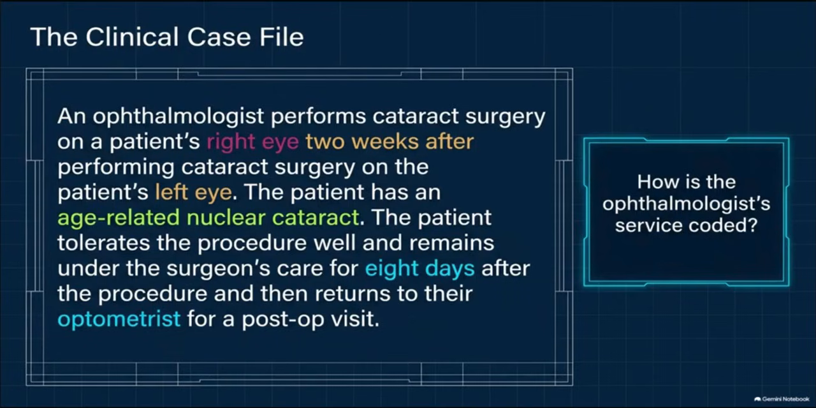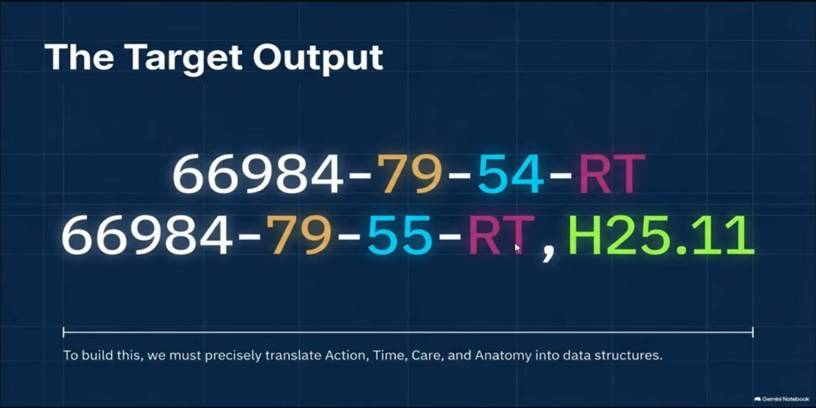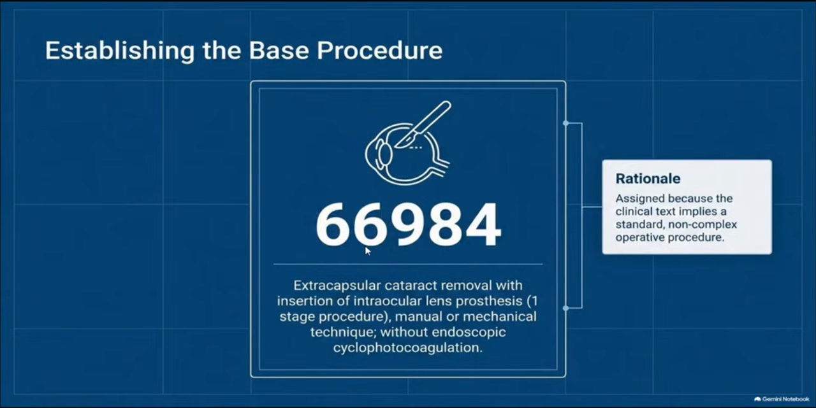So how is the ophthalmologist service coded? These are the codes which are generated using this scenario: 66984 79 54 RT, 66984 79 55 RT, and this is the diagnosis code. So let us check out how we reach these codes. First is the surgery code. It's a cataract removal code, 66984. It will be the same for both.